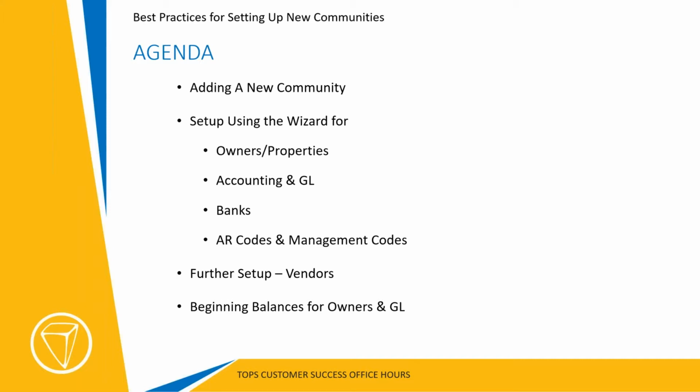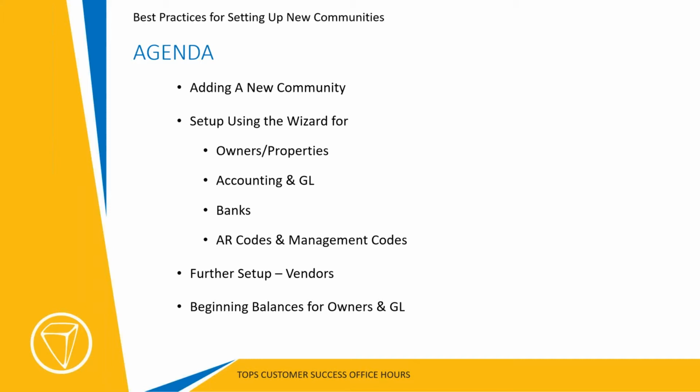The agenda today, we're going to go over adding a new community. We're going to go over setting up using the wizard, which covers owners and properties, accounting and the general ledger, banks, AR codes and management codes, which includes CCR and work order, and then further setup over vendors. And then we're going to talk a little bit about your beginning balances for owners and the general ledger at the end. Now, you don't have to do all of these things at once, and we will go through the things you do have to do and won't have to do to get you set up to get your community going.